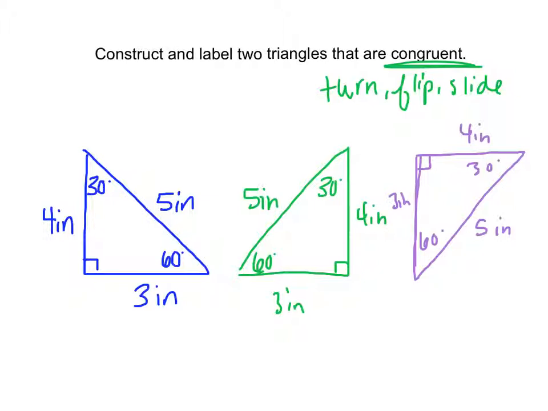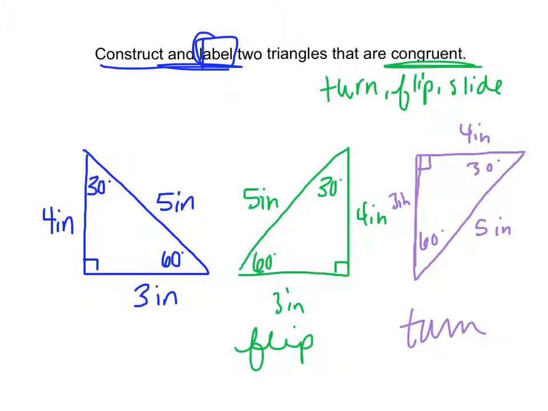My green one was a flip, and the purple triangle was a turn. You could also do a slide, but because it's not on a graph, it's a little harder to see. But it doesn't really matter. All we need to determine is that when you construct and label, don't forget the label portion, triangles that are congruent have all angles and all sides the same in both triangles. And that's really what you need to take away from today. Congruent triangles have the same angles and the same sides as one another.